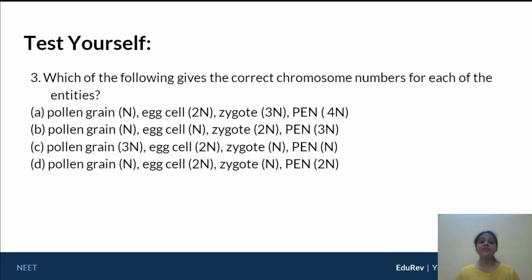Next. Which of the following gives a correct chromosome number for each of these entities? Option A, pollen grain N, XL 2N, zygote 3N, PEN 4N. We know this is wrong because the XL first of all cannot be 2N, and the zygote is not triploid either. Point B, pollen grain is N, XL is N, both these are haploid, zygote is 2N, that is also correct, and PEN, that is primary endosperm nucleus, is 3N. So without going through the other two options, we very clearly know the answer is going to be B.